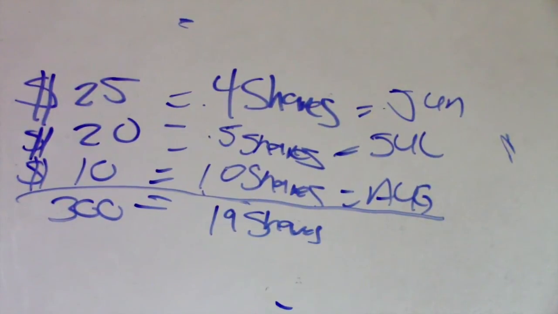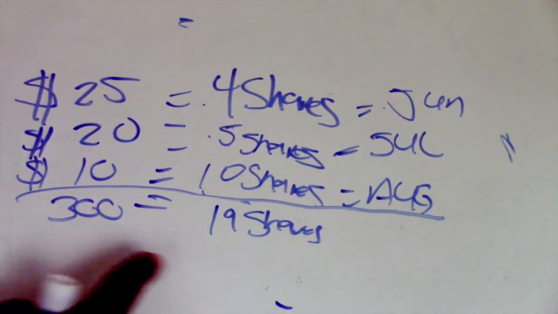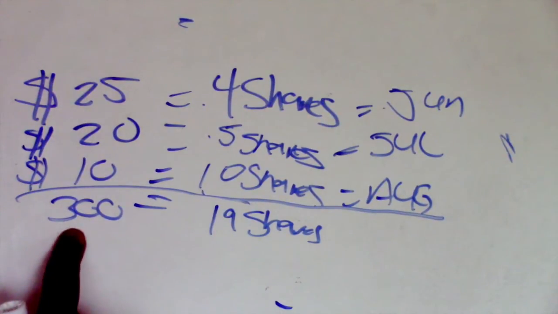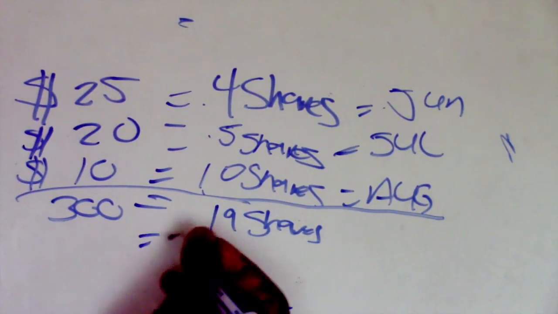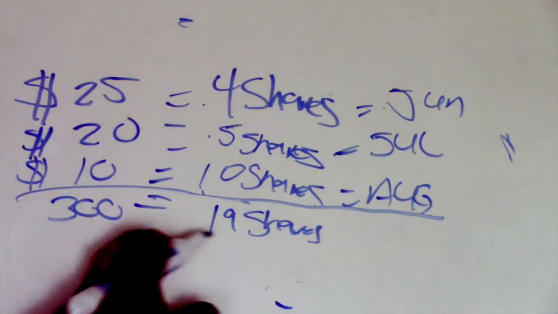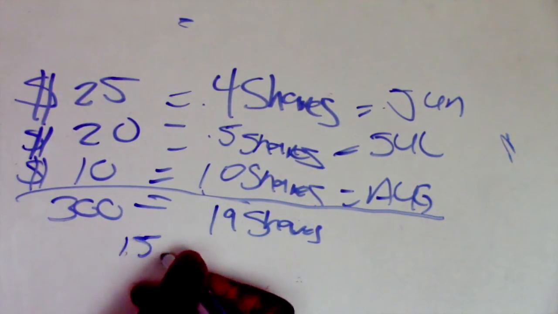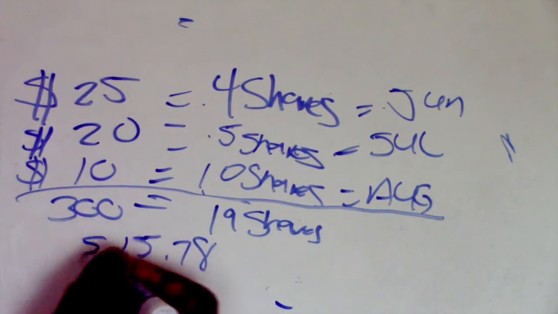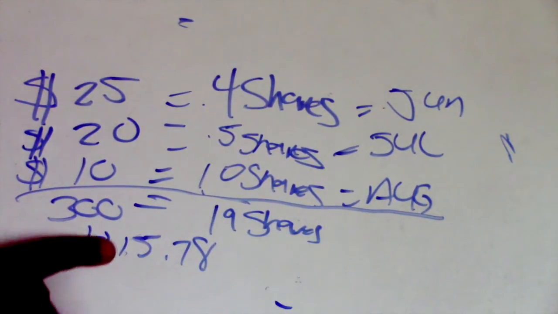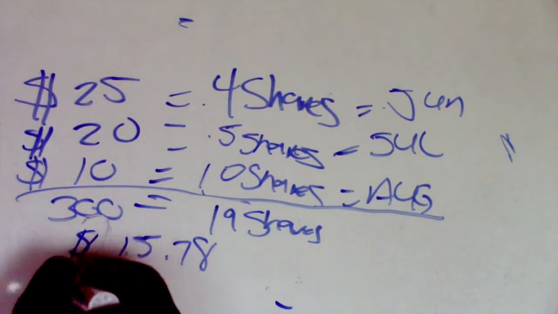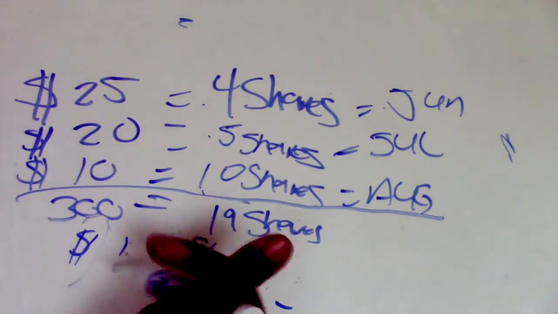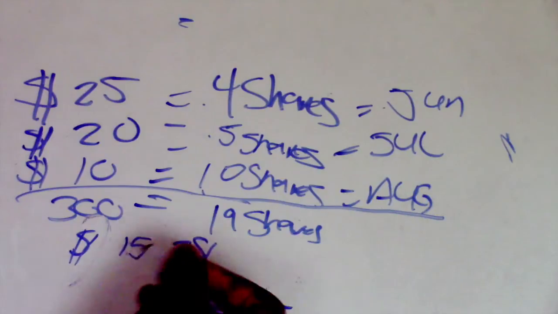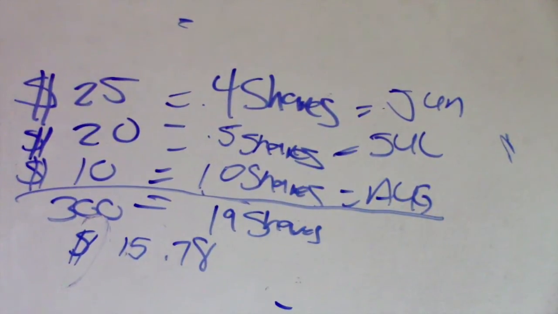Now, if you want to do the average, what do you do to get the average? You divide how much money you put in by how many shares you have, and you're going to come up with, I think it's like $15.78 per share. So on average, you have 19 shares, but on average, you have spent $15.78 on shares.